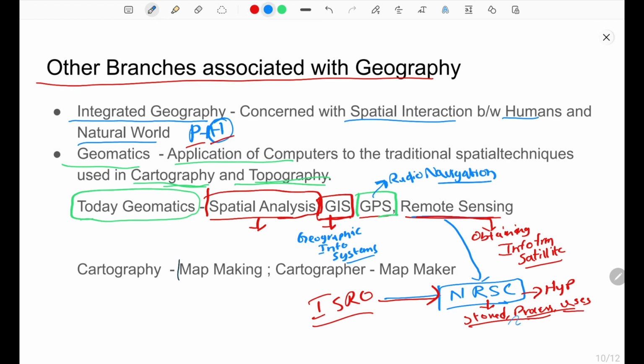And this is used for three purposes: land surveying, weather forecasting, and disaster management.